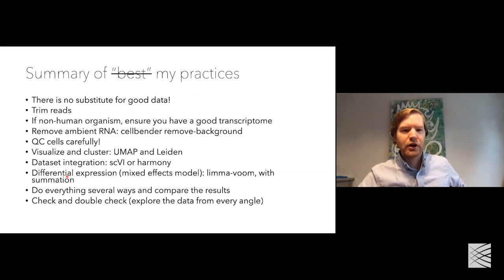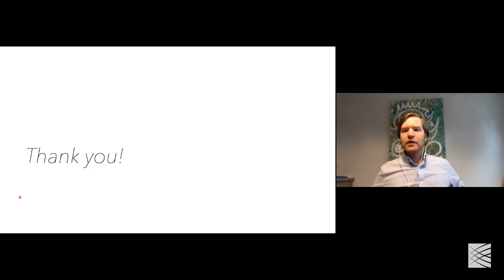So just to summarize, trim reads if you can, no substitute for good data. Try to remove ambient RNA. Think about QCing cells carefully. For differential expression, I recommend limma and voom with this summation procedure from Lun and Marioni. And just try to do everything several ways and compare the results, checking and double checking from every possible angle. With that, I'll leave it if there's any time for questions.